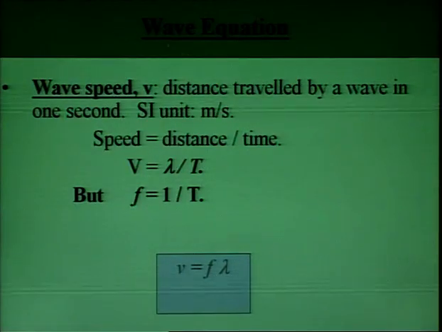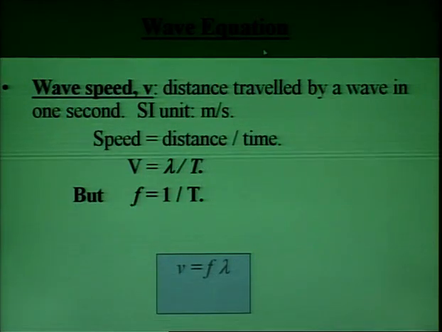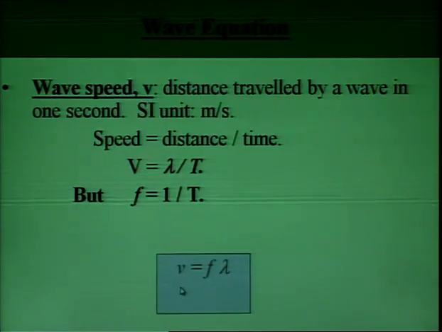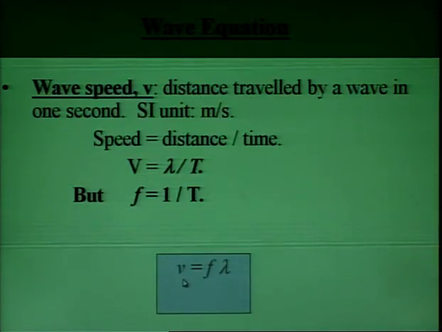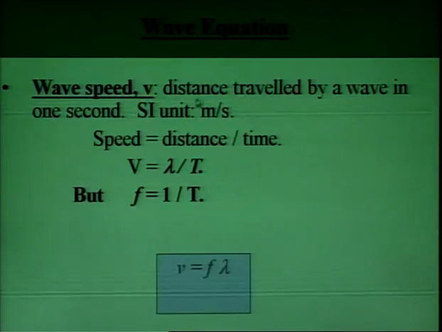velocity. And lastly, what is wave equation? Wave equation, we say this is the equation of wave velocity. So wave velocity, wave speed or wave velocity, this is distance traveled by wave in 1 second.